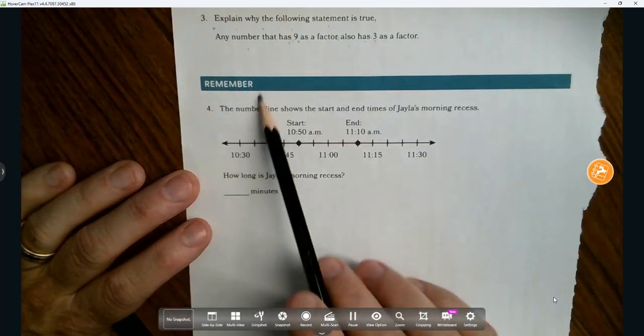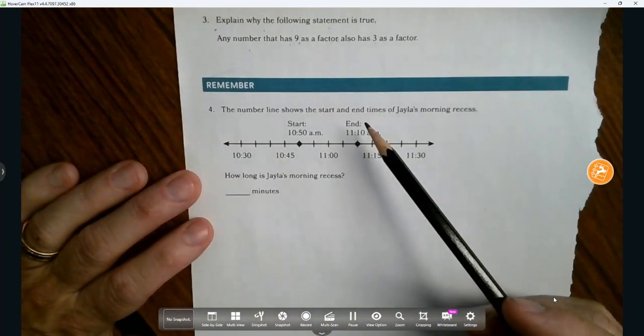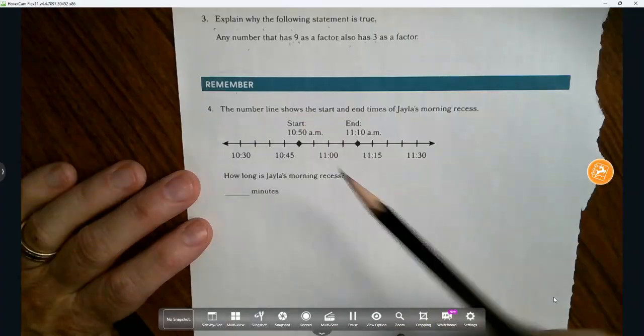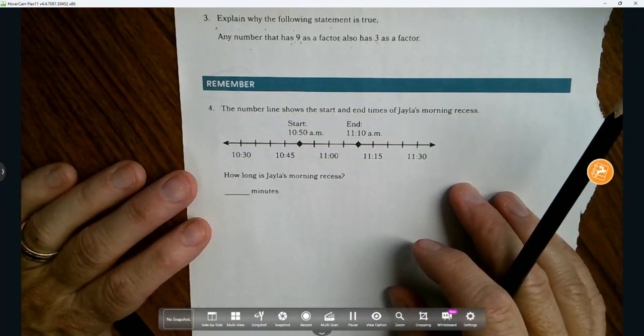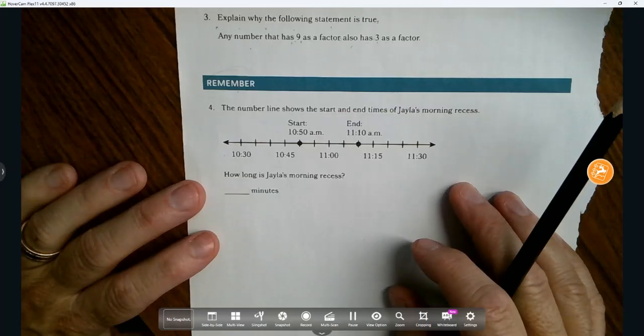All right. Under remember. I always think of the Lion King when I see this one. There's a scene in the Lion King where Simba has to remember right after the baboon clunks him on the head.